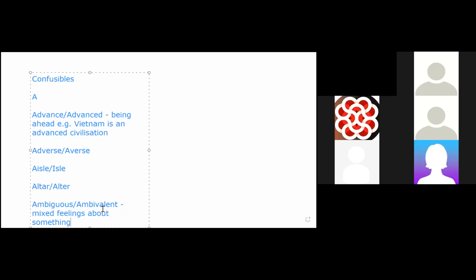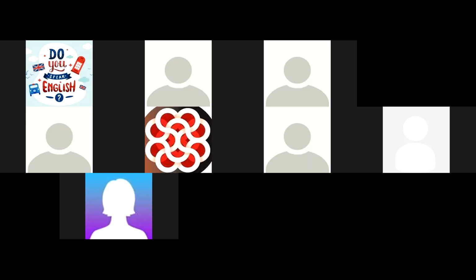And the last one, ambiguous and ambivalent. Ambiguous is when something isn't clear. Ambivalent is when you're not sure how you feel about something. Are there any questions about that? Any questions? No questions about that? Okay, let's keep going.